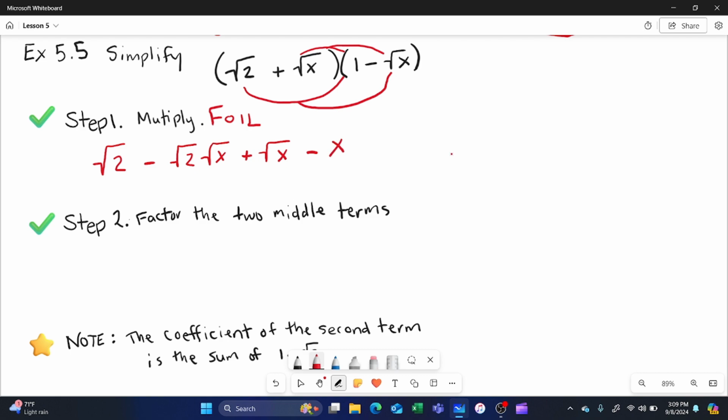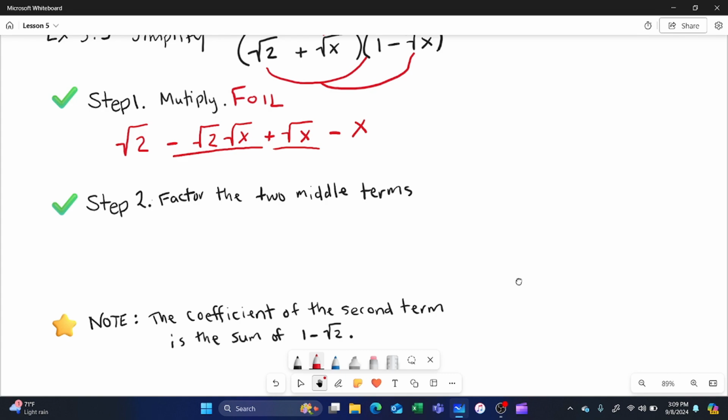All right, now we're going to factor the two middle terms. This will be term number 1. This will be term number 2. This is the part I don't like because it says, note the coefficient of the second term is the sum of, and if it's the sum of 1 minus 2, right? How do they get that?